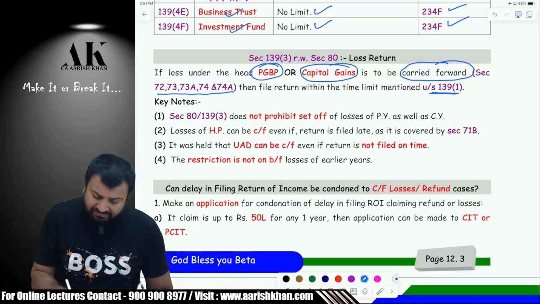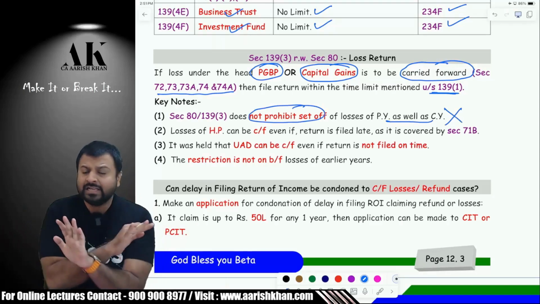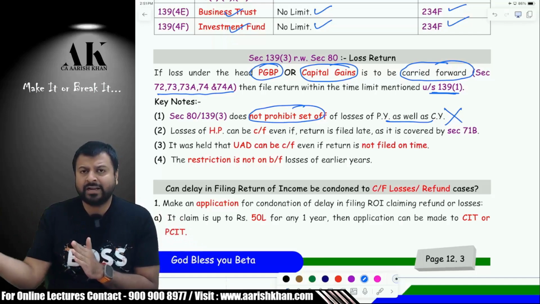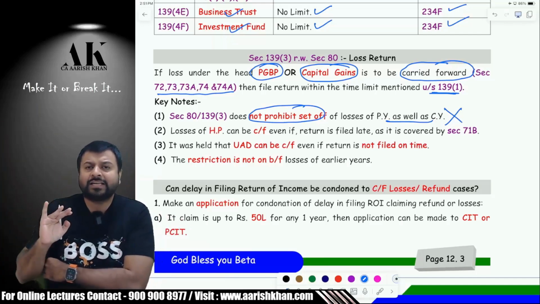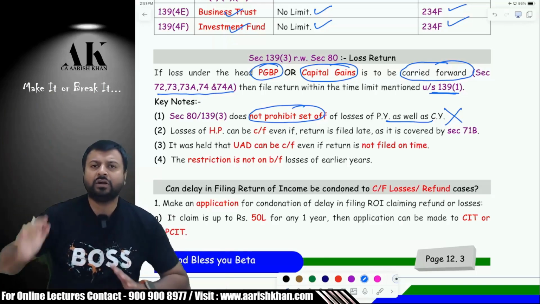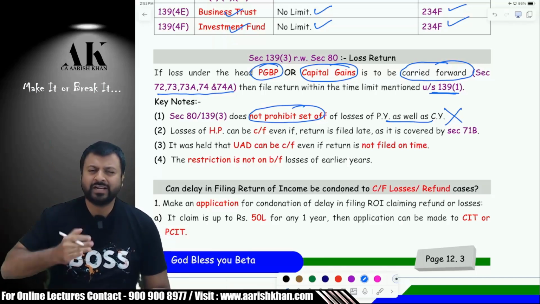If you want to set off in the current year, then there is no restriction. You can file the return late also and set off it. But if you want to carry forward to subsequent year and set off against the income, you want to take it to the next year, then you have to file the return on time. This restriction is only for carrying forward the loss. It is not for setting off in the current year.